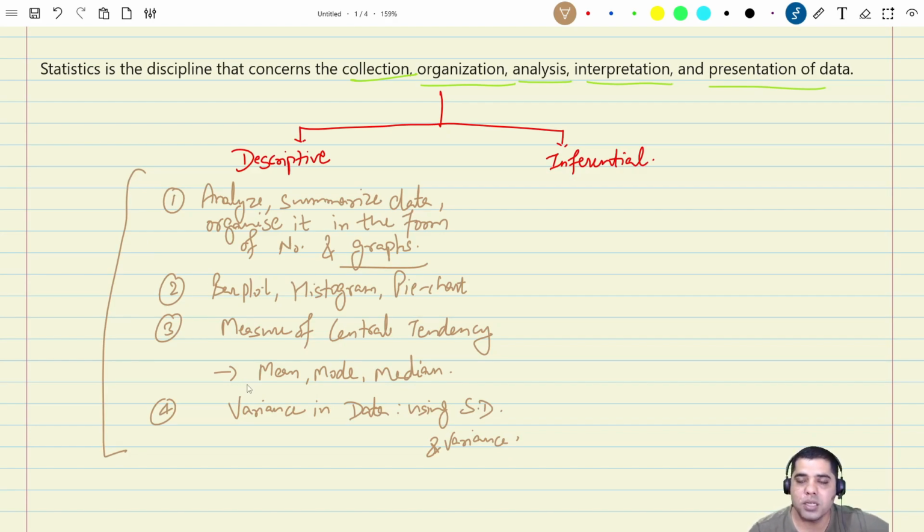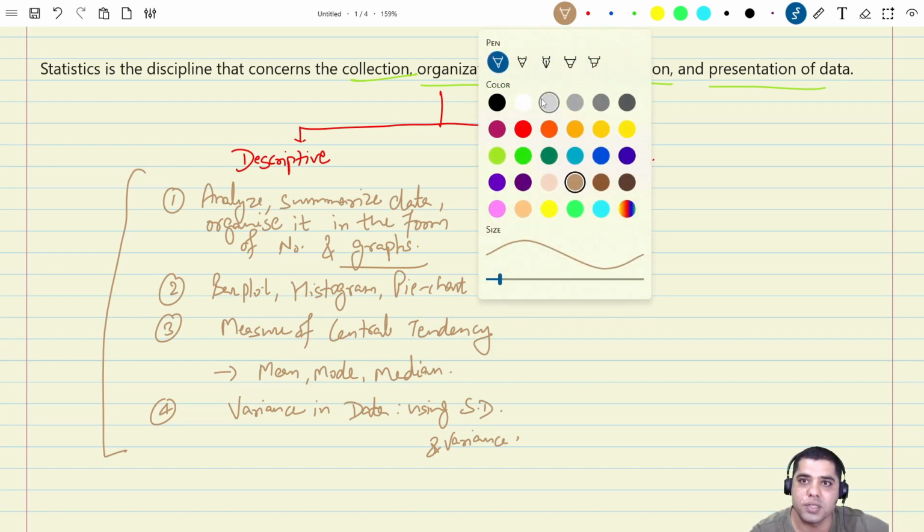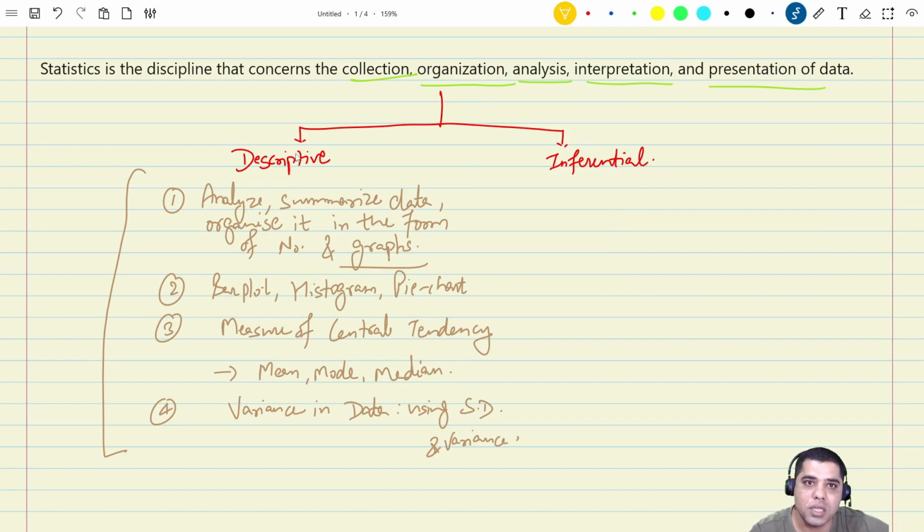Now, after defining inferential statistics and descriptive statistics, we will see that there is one difference between them. The difference is that descriptive statistics is applied on all the data, on complete data, whatever data we have, or we can say population data. So this is descriptive statistics.